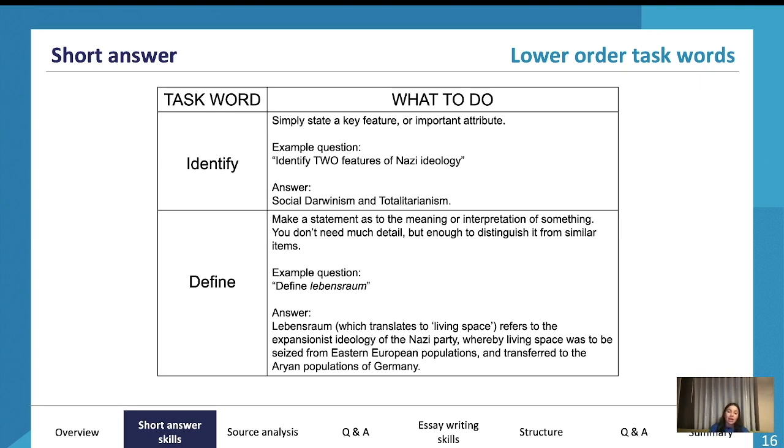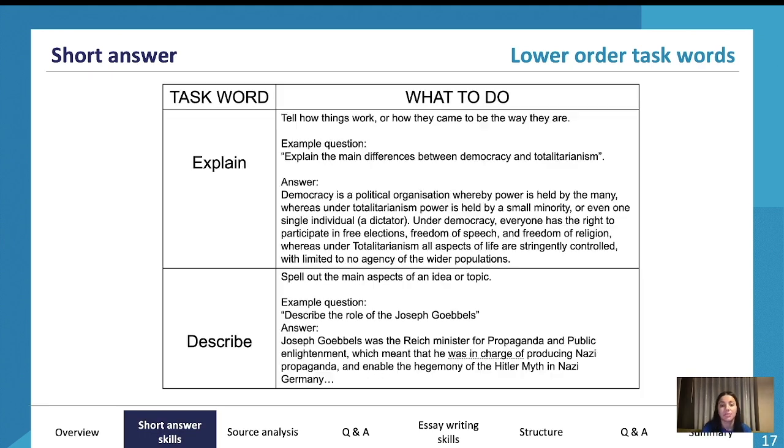So for a definition question, especially in Nazi Germany and in the core, you don't need much detail, but you want enough to distinguish it from similar items. And if you are going to use the German term, make sure that you put the English translation in brackets, just because markers love to see it and it shows better knowledge of the syllabus. But this is a definition.